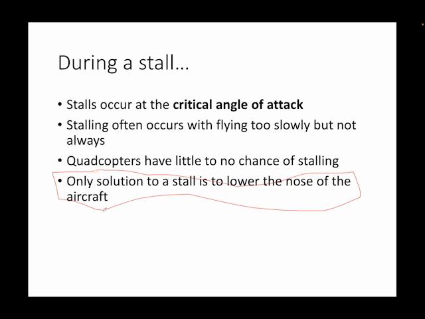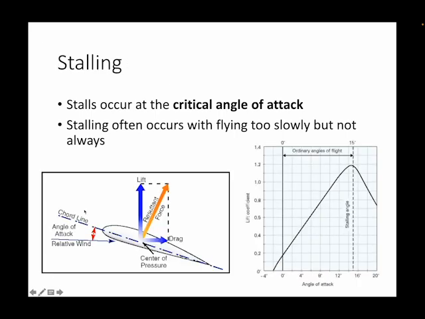And why is that? If I back up here, if our angle of attack is too high, that means this angle here is too high. That means the nose of the aircraft is pointed up too high, and we need to lower the nose of the aircraft. That will reduce this angle of attack. That will move us down the chart from a high angle of attack to a lower angle of attack, and that will allow this lift coefficient to come back up.